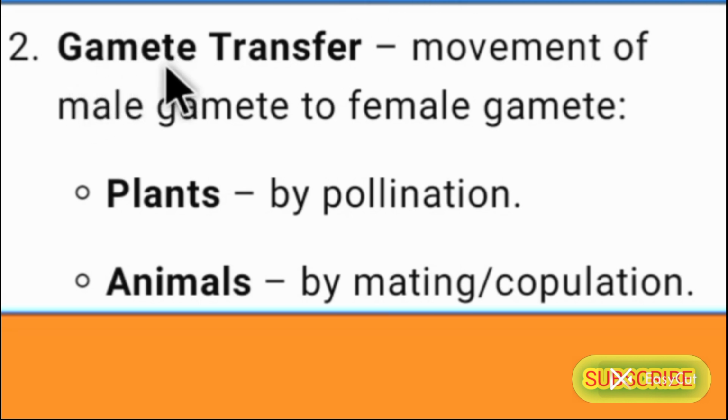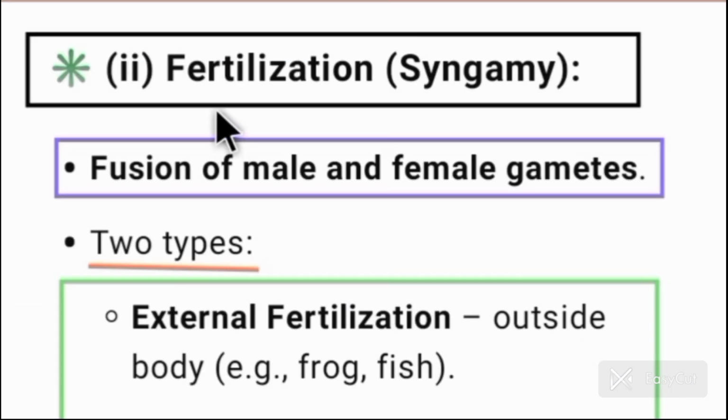Second process is gamete transfer. So, movement of male gamete to female gamete takes place during gamete transfer. In plants, gamete transfer is by pollination. In animals, gamete transfer is by mating and copulation. Now, second phase of sexual reproduction is fertilization. It is also called syngamy. What is fertilization? Fertilization is fusion of male and female gamete.